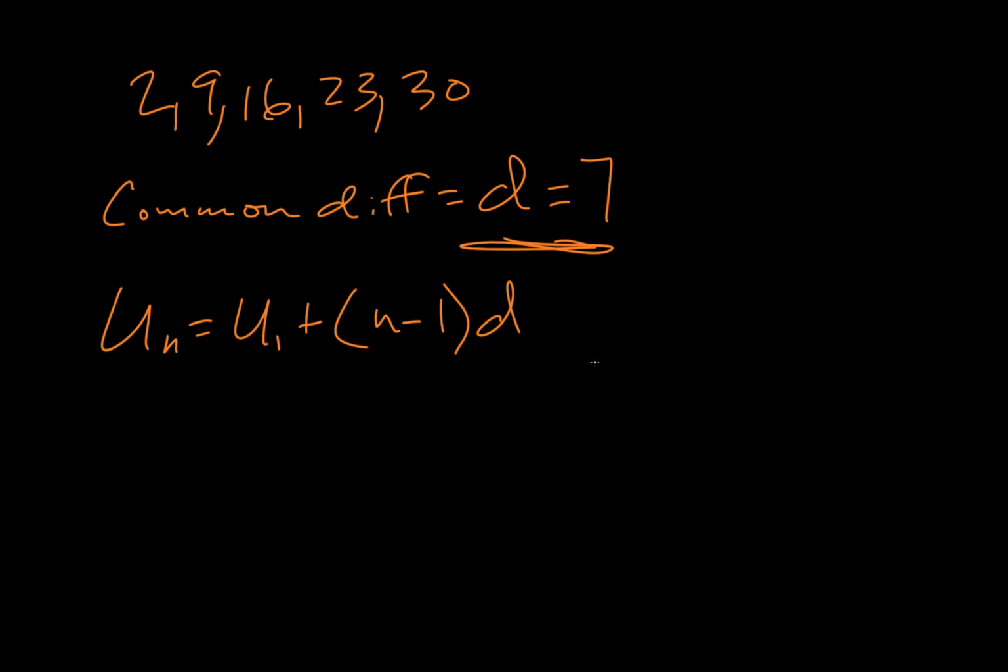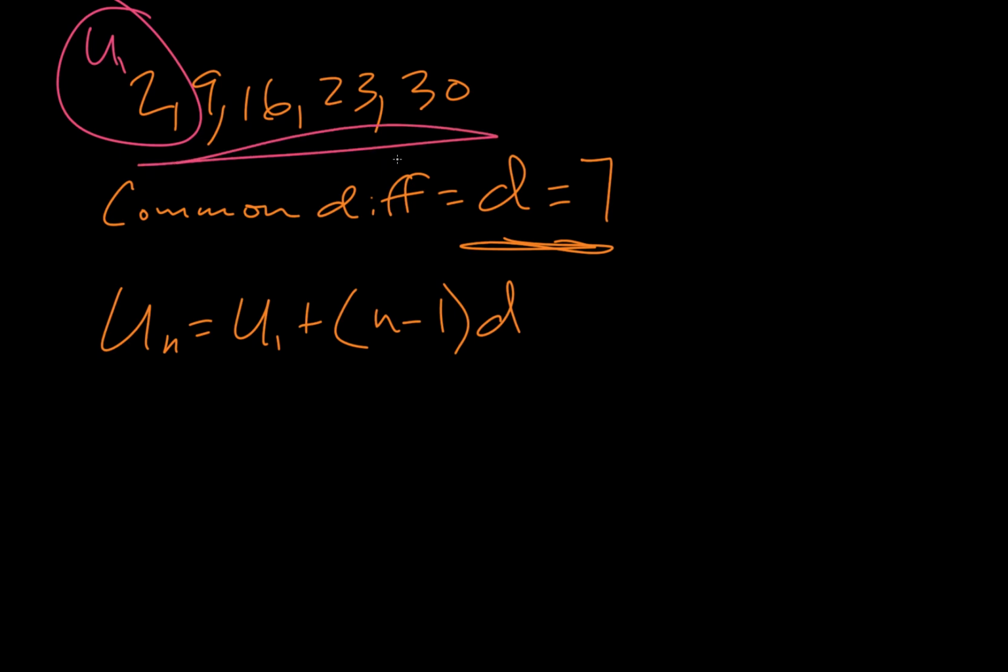Okay, so this is the general term. And so what we're going to do is we're going to do a few things. So U1 is the first term. N is the total number of terms. So in this case, 1, 2, 3, 4, 5. And D, we already have right here. And so we can just plug everything in. So this is U sub n, but since we have 5 terms, it's U sub 5.